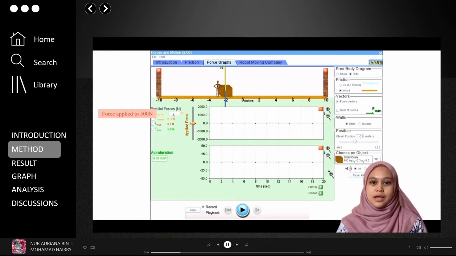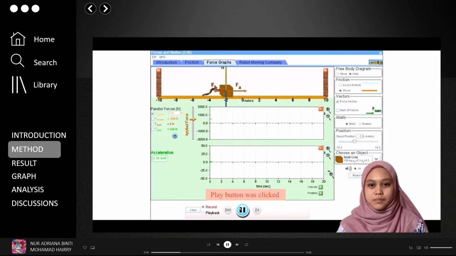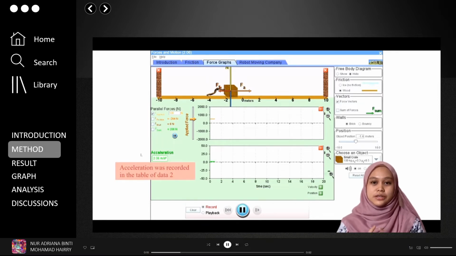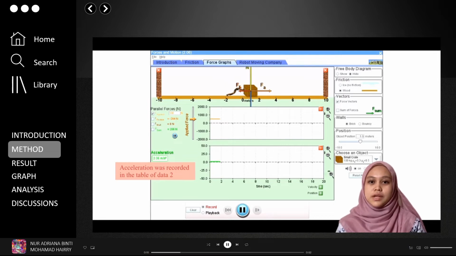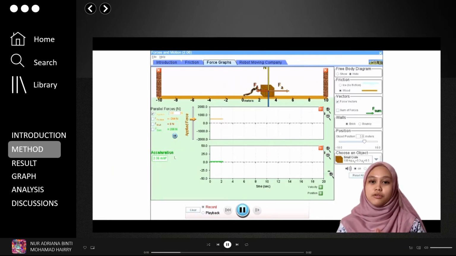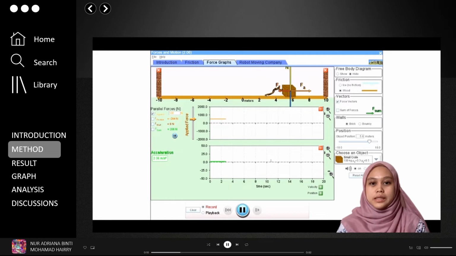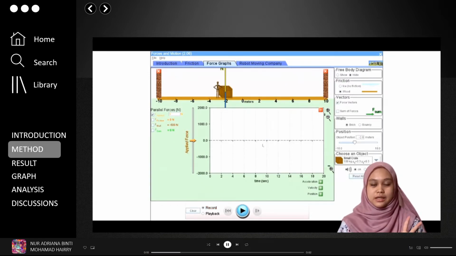The force applied is 500 Newton and the play button was clicked. After that, the acceleration was recorded in the table of data 2. At the end of the experiment, the reset all button was clicked for the second reading. The above steps were repeated at least 3 times to get more accurate data. Lastly, steps 4 until 9 were repeated for another 9 data.